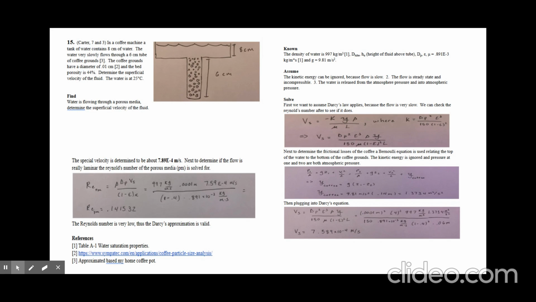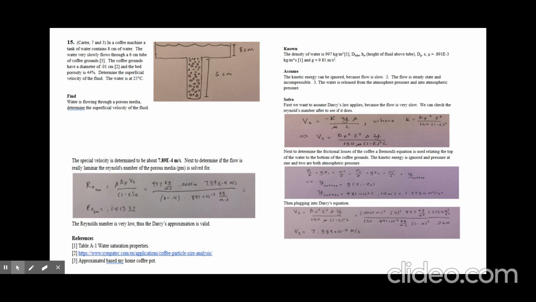The knowns in this problem are the density of the water and the viscosity of water from table A1, and also we know the diameter of the tube, the initial height of the fluid above the tube, and then the particle diameter, and then the permeability of the bed. From there, we're going to use Darcy's law because the flow is trickling to determine the superficial velocity.